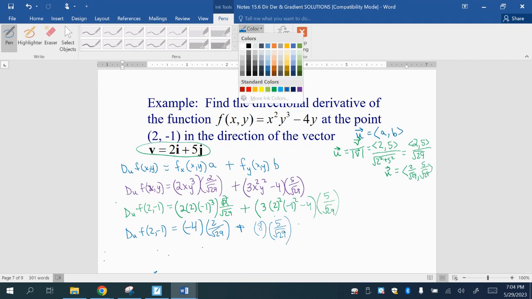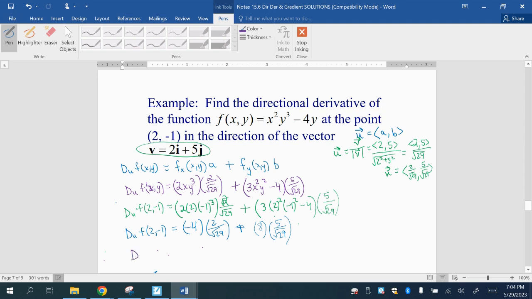And so our answer here is that the directional derivative at our point (2, -1) is negative 8 over the square root of 29 plus 40 over the square root of 29, which is 32 over the square root of 29. Again, that tells us at the coordinate point (x, y) = (2, -1), in the direction of the vector (2, 5), the slope is a positive 32 over the square root of 29. We are pretty good with directional derivatives given a vector or a theta.